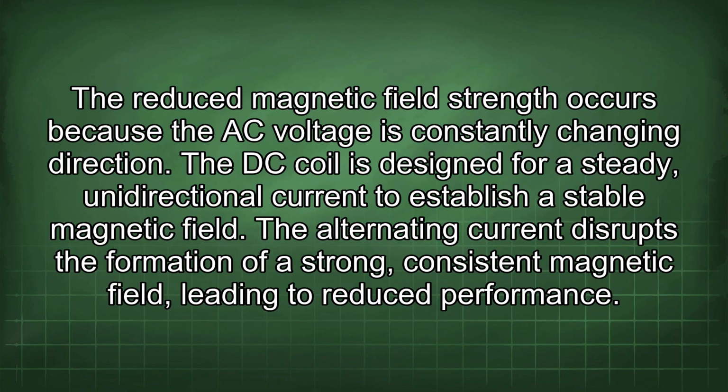The reduced magnetic field strength occurs because the AC voltage is constantly changing direction. The DC coil is designed for a steady, unidirectional current to establish a stable magnetic field. The alternating current disrupts the formation of a strong, consistent magnetic field, leading to reduced performance.